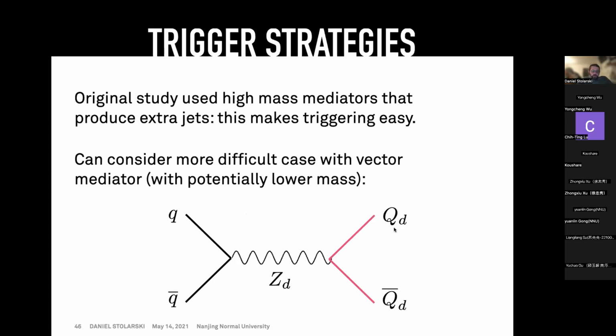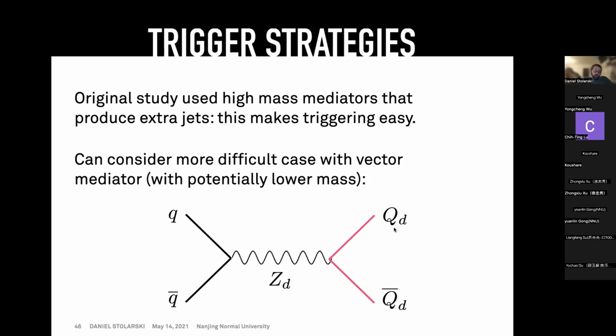And so, of course, CMS has a published emerging jet search. They solved this problem. And the way they solved it is they used high mass mediators. So they used the mediator, the phi mediator, the scalar. And so they have these 2 extra jets, plus the mediator is very, very heavy. So there's an enormous amount of total energy in the event, which makes triggering very easy, right? You can trigger on high energy jets and total high energy events.